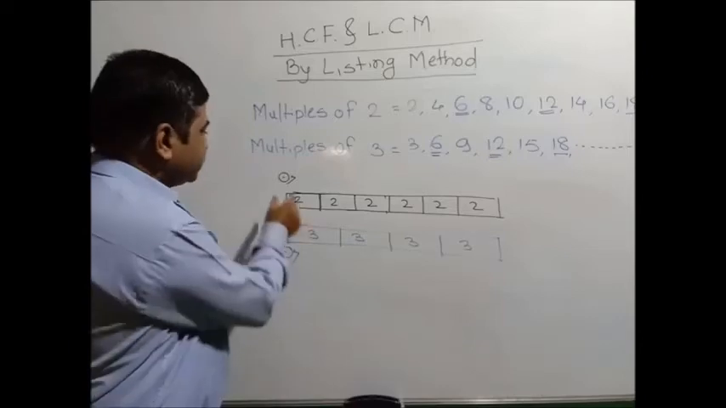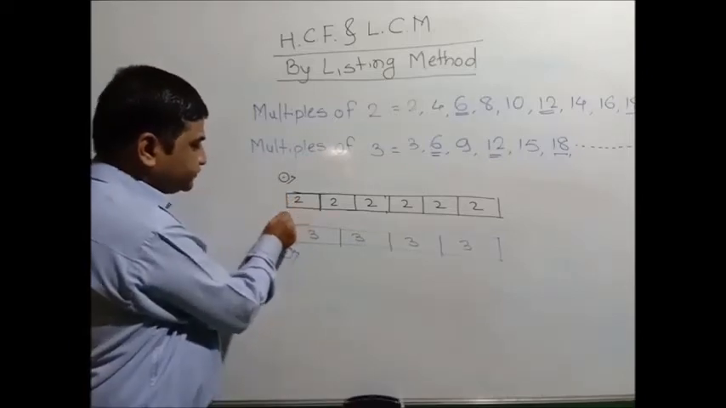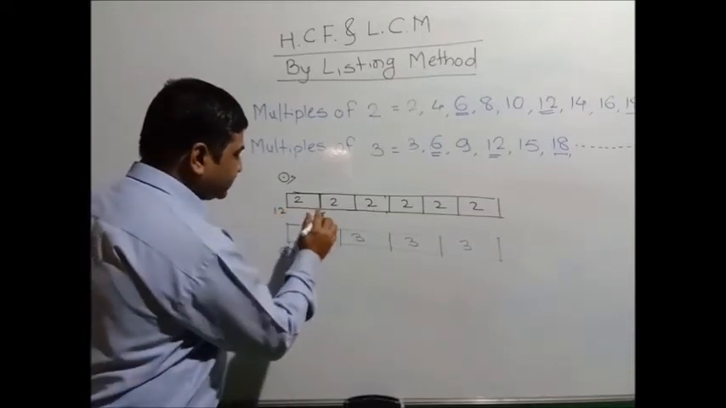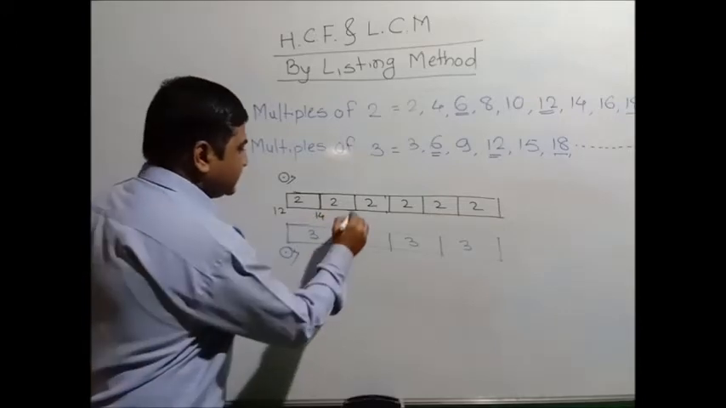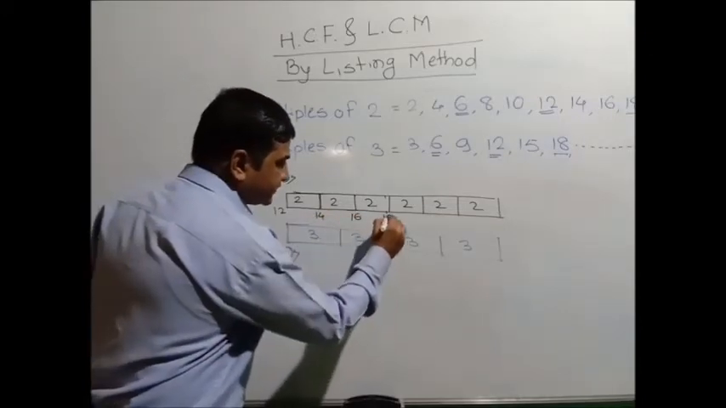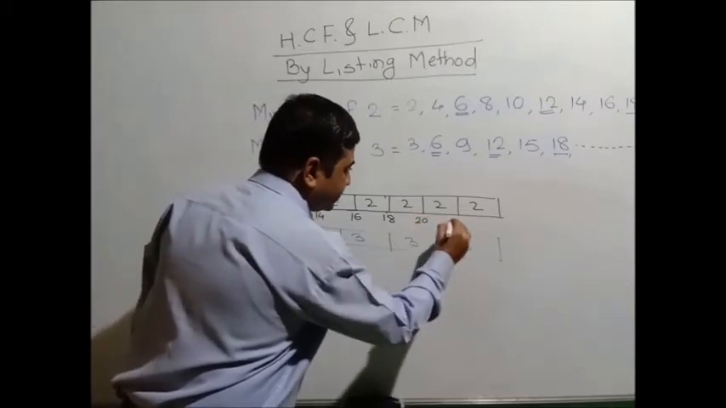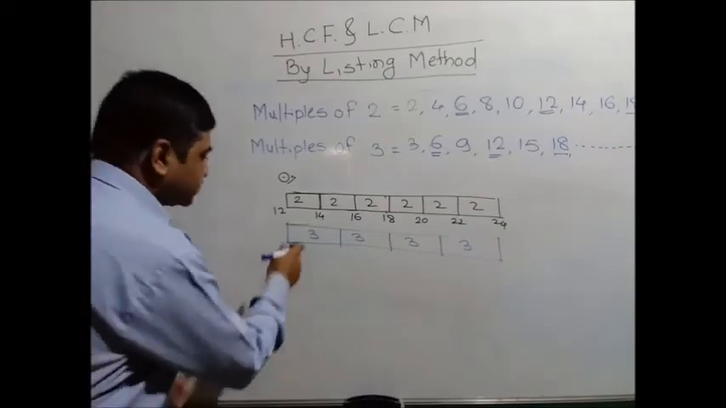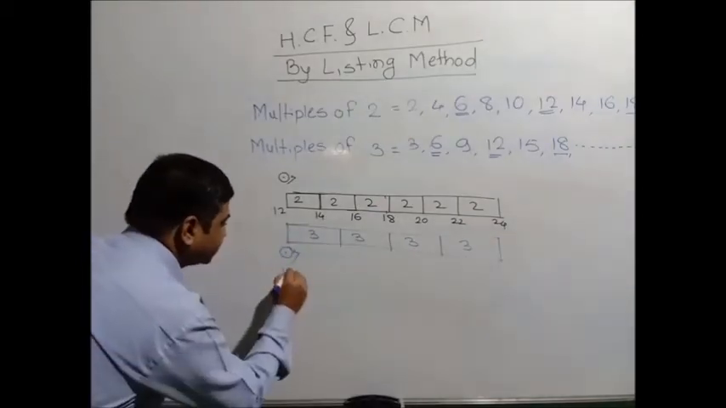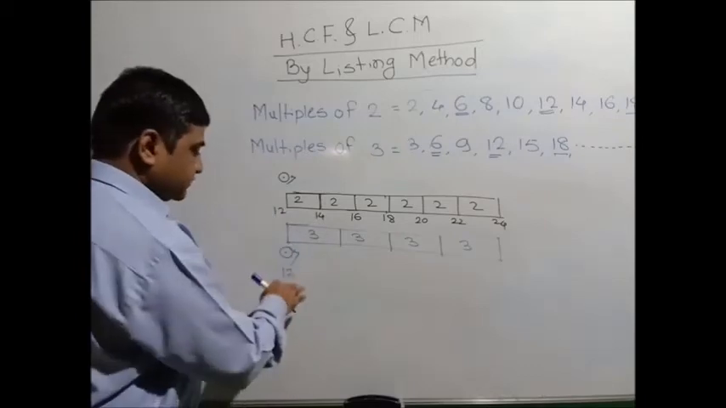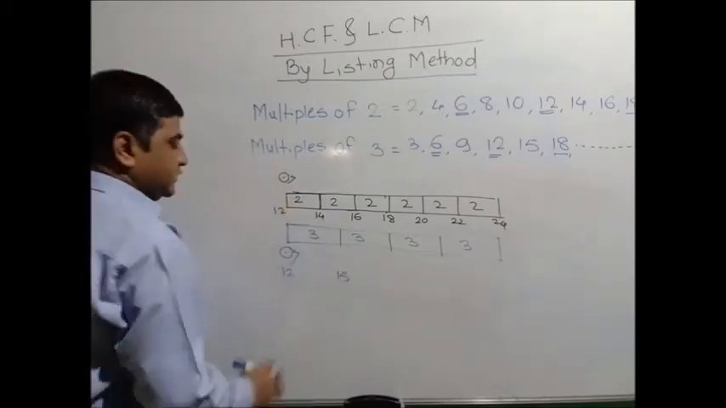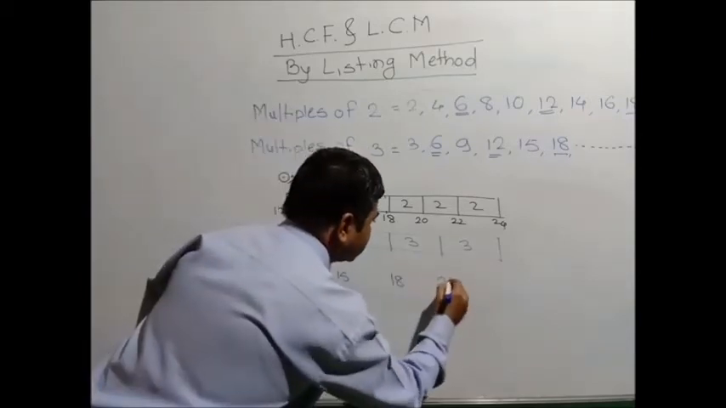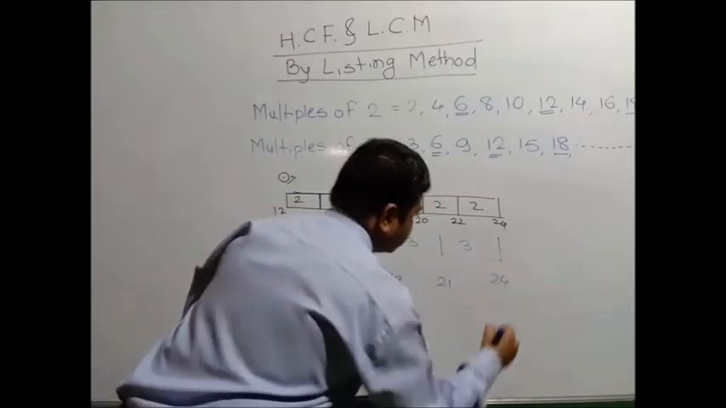Now you can see the first bell rings at 12. I am writing the timings also. It rings at 12, then 14, then 16, then 18, then 20, 22 and 24. Then for bell number 2, the timing is 12. After 3 hours, 12 plus 3 is 15. After 15 we have 18, after 18 we have 21, and after 21 we have 24.